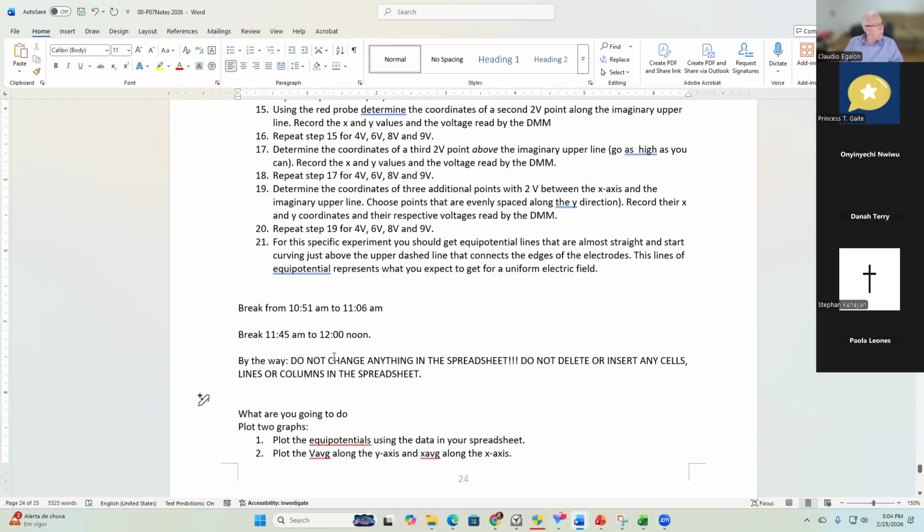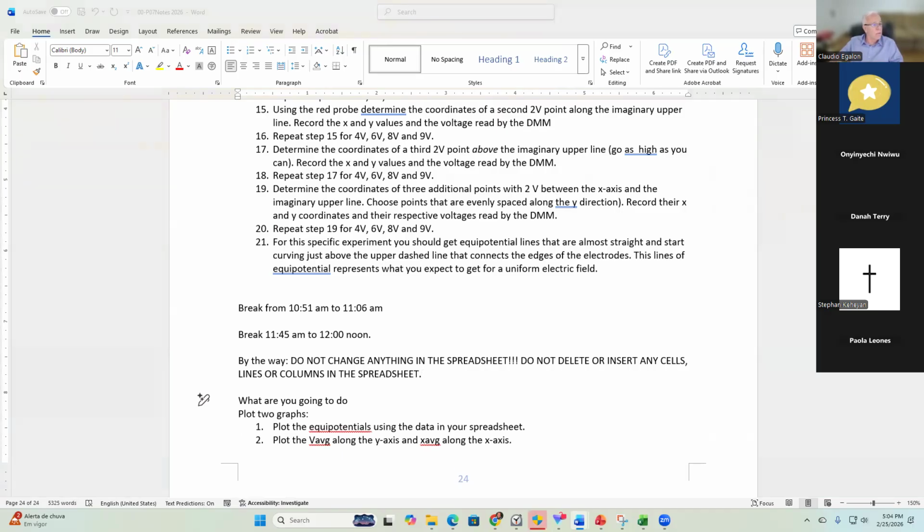And like I said, you're going to plot the equipotentials, and you're also going to plot a second graph, okay? And I'm going to step you through, show you step by step how to do those plots. The equipotential is a little bit more complicated graph. Even if you're already familiar with Excel, to plot the equipotential there is a special technique that I'm going to teach you, okay?